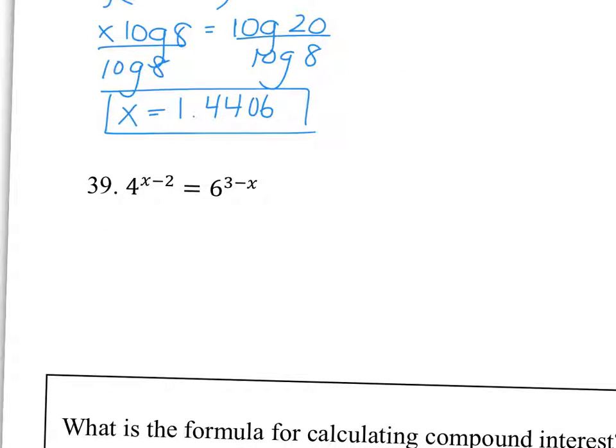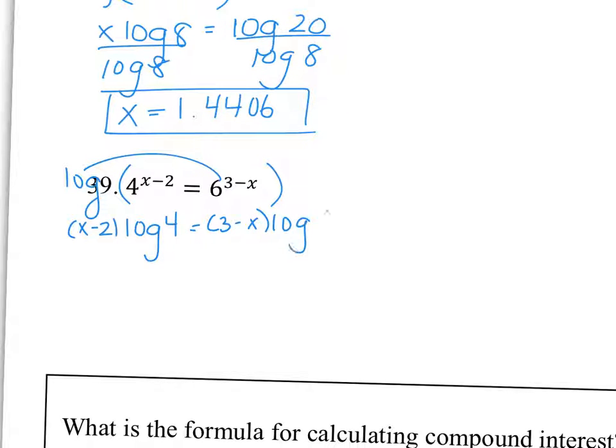If I look at number 39, it's the same type of problem as 37. I can't change 4 and 6 to have common bases, so I'm going to take a common log of both sides. You can use a common log, or you can use the natural log. It really doesn't matter as long as your base is the same. So I'm going to have log base 10 of 4 to the x minus 2. So x minus 2 is just going to become a coefficient. And now I have log of 4 in the front. And I'm going to take the log on the other side, and 3 minus x is going to come down, and I'm left with log of 6.